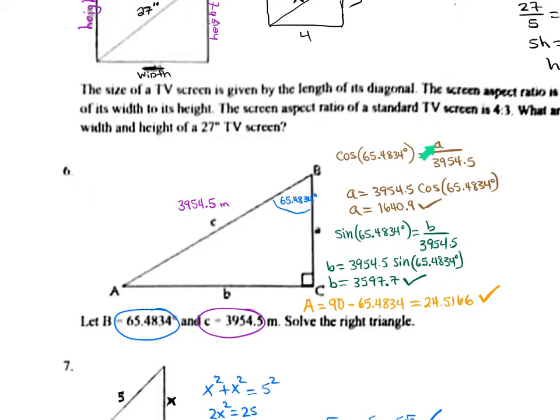Then to solve for A, I would simply multiply both sides by 3954.5. So A would be 3954.5 times the cosine of 65.4834. We enter this in our calculator, and we get A is equal to 1640.9.